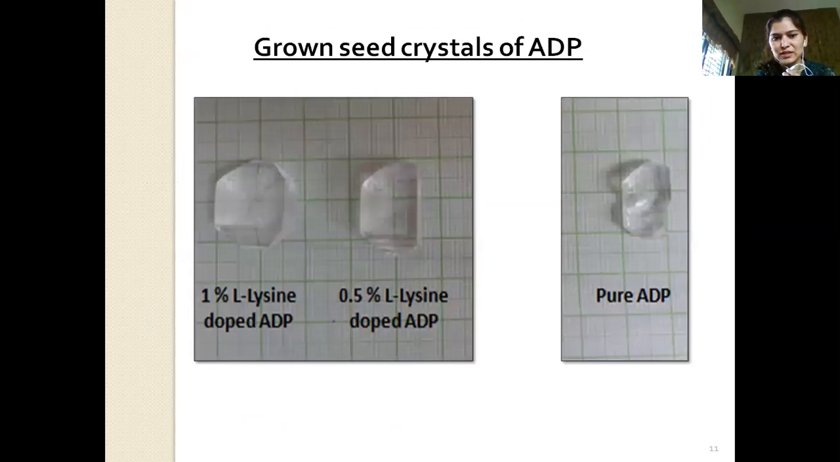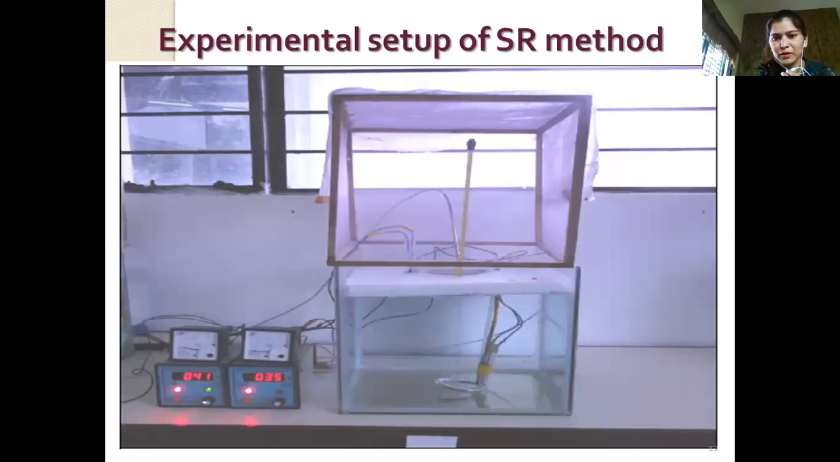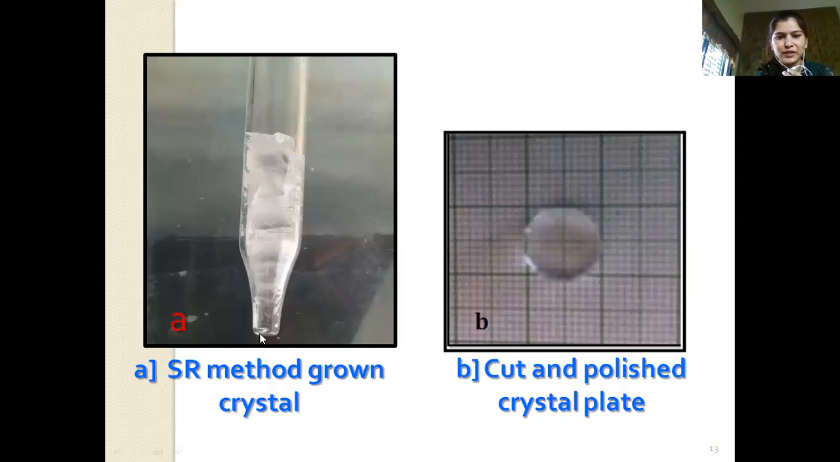In this method, from a small piece of crystal, a large size crystal can be grown. These are the seed crystals, that is small crystals, from which I have grown the bulk crystals of L-lysine doped and pure ADP. And this is the setup I have used to grow my crystals. And this is my crystal. Here we can see that from this portion to this portion, the crystal shows high transmission. It means this portion of the crystal is very good, and I have sent this portion for further characterization.